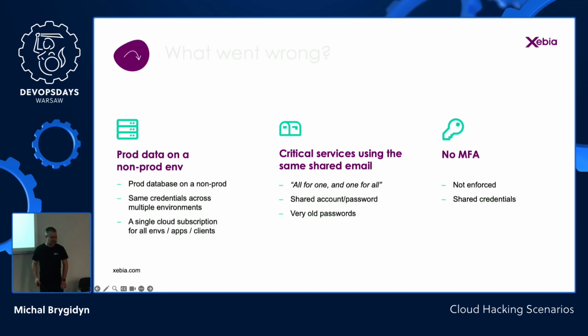What went wrong here? First of all, production data on non-prod. If it's not the full database dump on non-prod, it's just the user table, or just a password reused for admin user. Please don't do that. It helps me a lot, but it will hurt your apps and companies. Then the next thing, the shared inbox. It was not only used as inbox for the root user for AWS, but also for Datadog and all other services used by that company. So it gave me access everywhere.